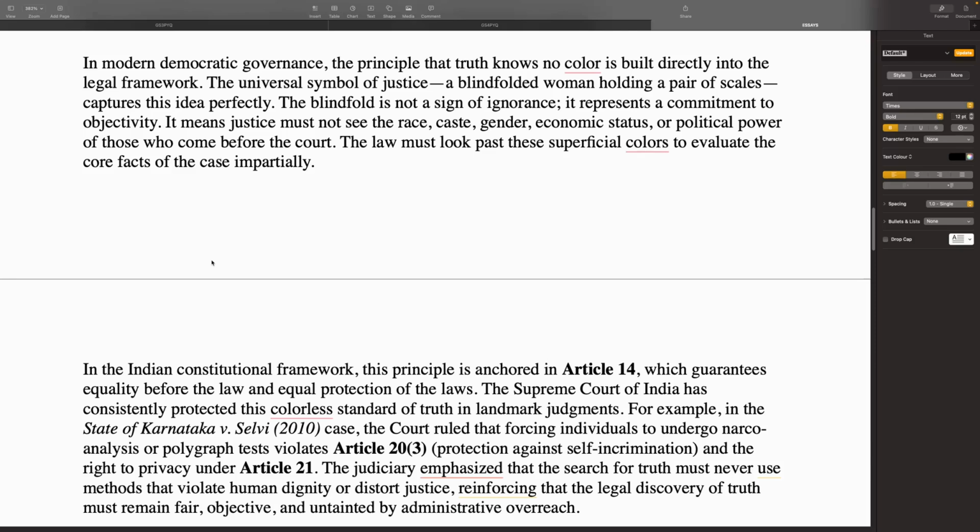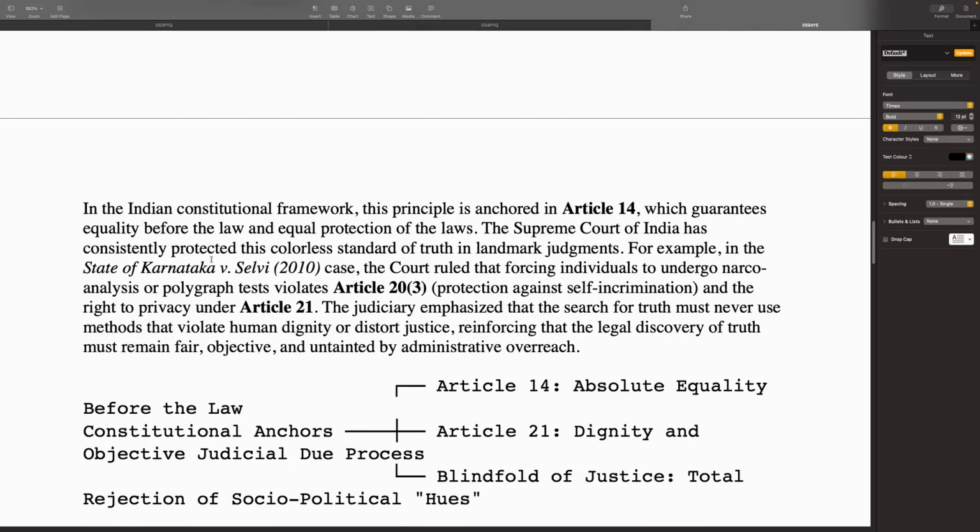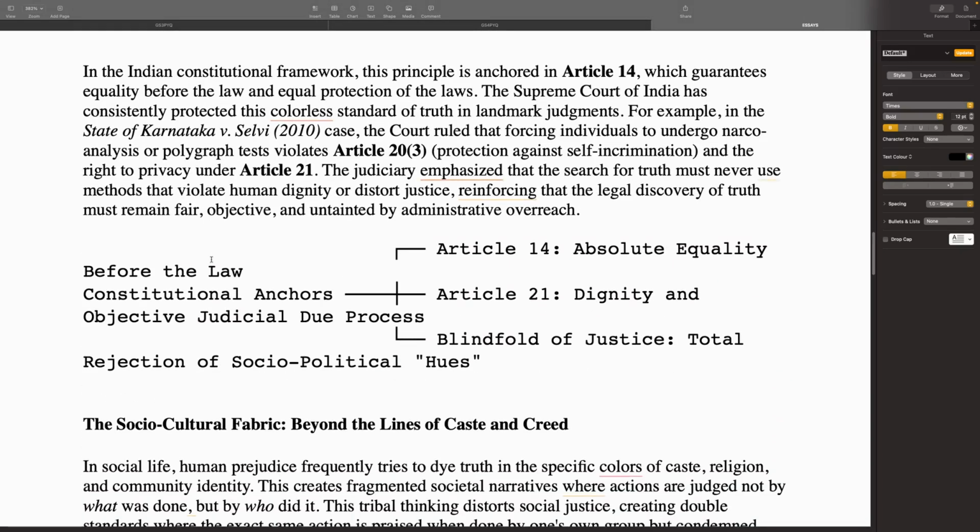It means justice must not see the race, caste, gender, economic status, or political power of those who come before the court. The law must look past these superficial colors to evaluate the core facts of the case impartially. In the Indian constitutional framework, this principle is anchored in Article 14, which guarantees equality before the law and equal protection of the laws.